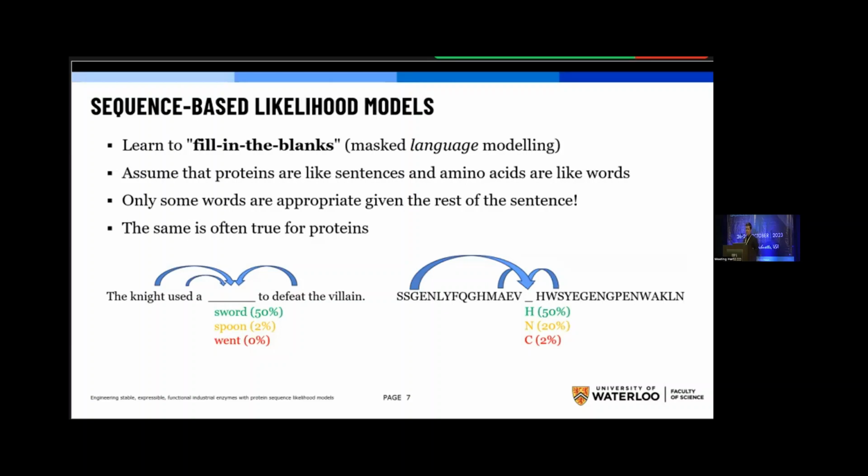Now, just like in a sentence, there are some words that belong and some words that are unlikely and some words that don't belong. So in the example of a knight used a blank to defeat the villain, we might think there's a 50% chance that he used a sword, a 2% chance that he used a spoon, and using a wand doesn't make any sense at all given the sentence. So we think that's similar with proteins. Some residues make sense, some residues don't.